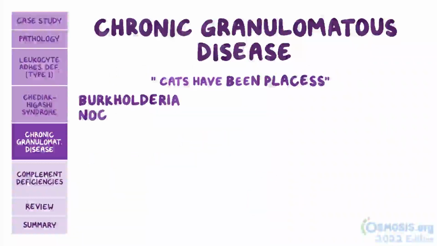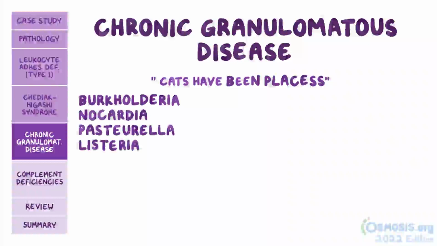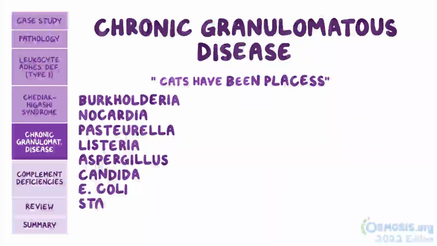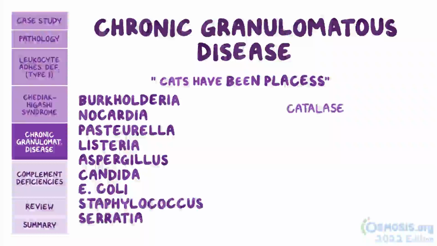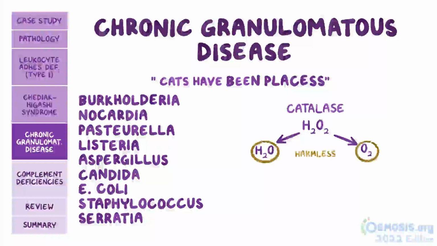Burkholderia, Nocardia, Pastorella, Listeria, Aspergillus, Candida, E. coli, Staphylococcus, and Serratia. Now, what catalase does is break down hydrogen peroxide into water and oxygen, rendering it harmless.